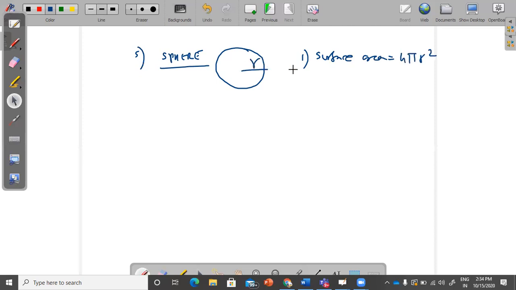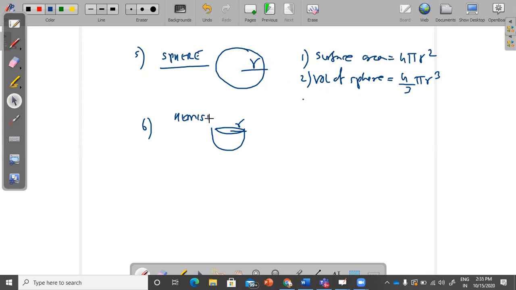This is the radius of the sphere, and volume can be found by using 4 by 3 pi r cube. So volume and area. And if I cut this sphere into two parts, I'm going to get half of a sphere, which is called the hemisphere. The hemisphere can be open or closed. At the moment it is open.